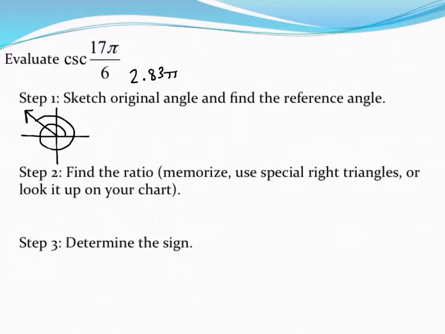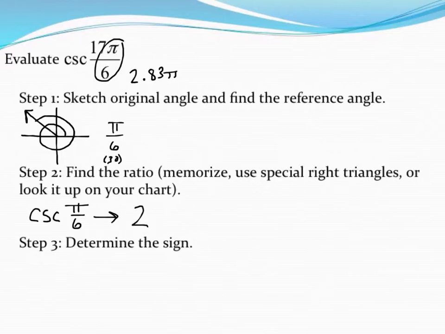The reference angle is easy to find. Remember, as long as it's a special denominator when you're in radians, which 6 is a special denominator, pi over 6 is going to be my reference angle, also known as 30 degrees. Okay, so step 2, I want to find the ratio that I'm looking for. In this case, we were asked to find the cosecant. So let's find the cosecant in our chart of pi over 6, or 30 degrees. Using my chart, I can see that the cosecant of pi over 6 is equal to 2.